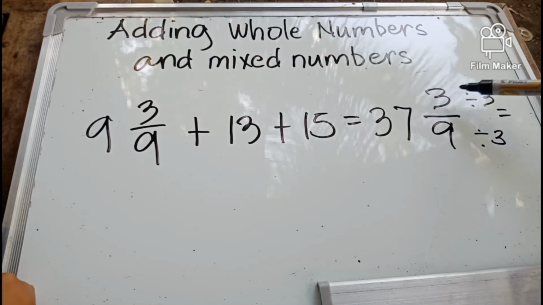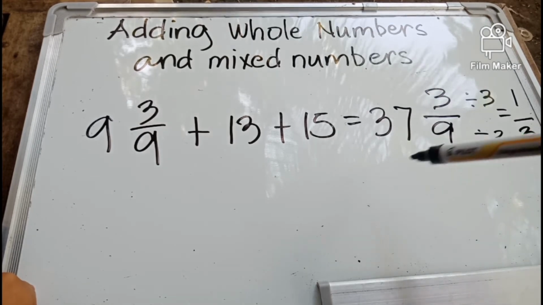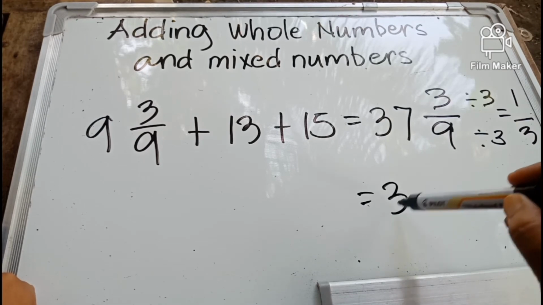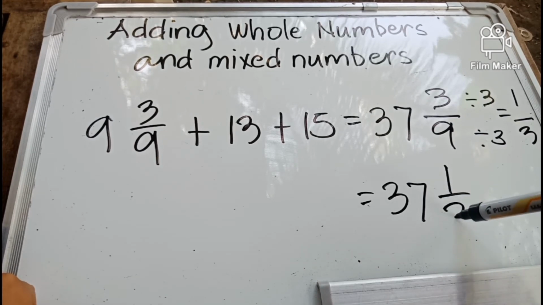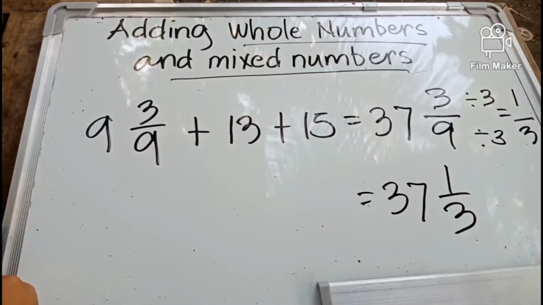So, 3 divided by 3 is 1. 9 divided by 3 is 3. So, yung final answer natin, kopyahin ang ating whole number, 37. And then, yung lowest term ng 3/9 ay 1/3. Yun lamang po, kasimple ang pag-add ng whole numbers at saka mixed numbers.